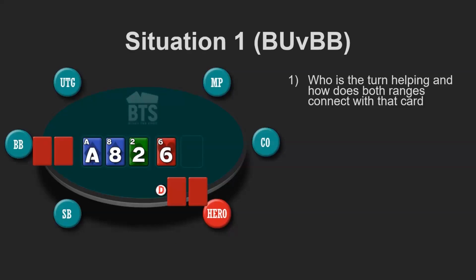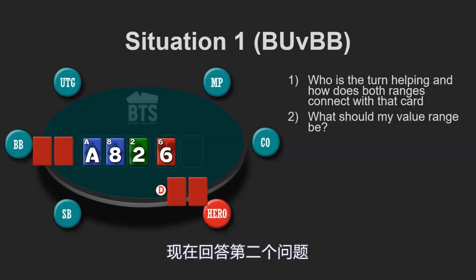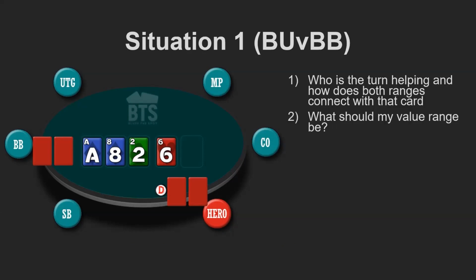Yeah. Okay. So we target the first question. Basically, it doesn't really improve big blind's range. It's pretty neutral. So we can say that it's a good card for us because we have a range advantage. Now, the second question we should ask is, what should my value range be here? What do you guys think? Should we be betting wide? Should we be betting tight? Should we still be betting something like 8x, pocket nines?